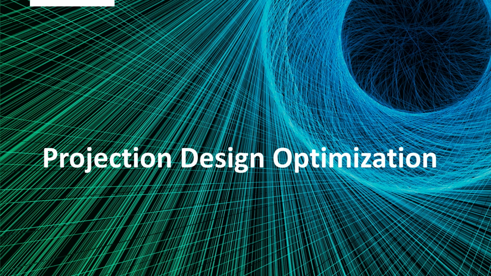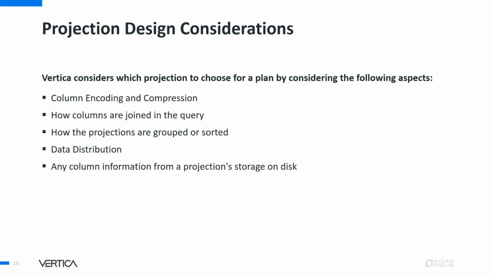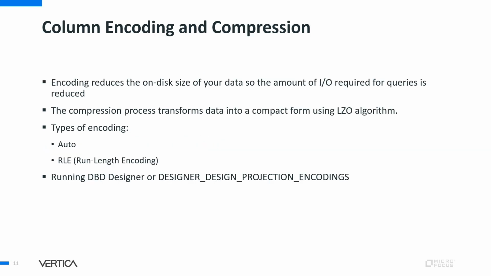Projection design optimization. How can we improve the query performance? A few things that you can do to optimize a query: column encoding and compression, joins of the query, how projections are grouped or sorted, data distribution, column encoding.